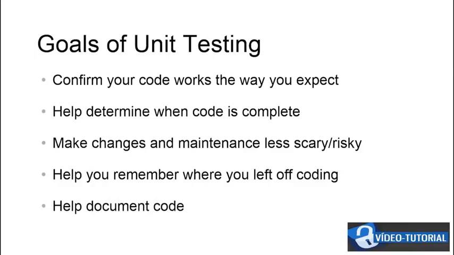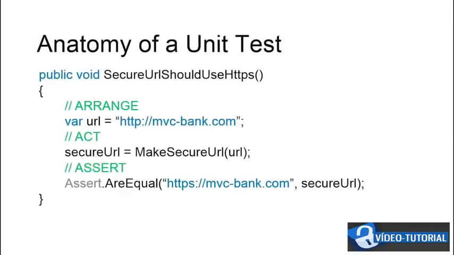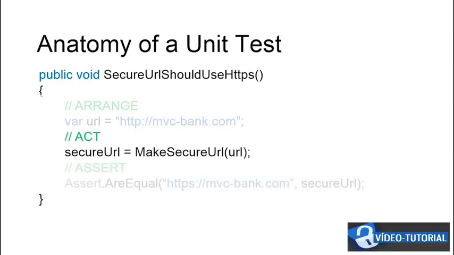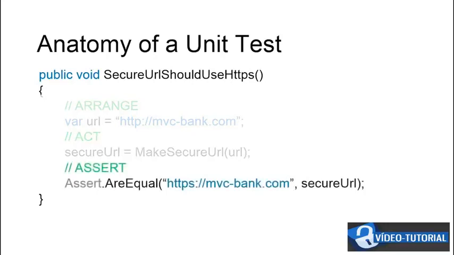A unit test in ASP.NET is normally a method with a void return type that follows the arrange, act, assert procedure. In the arrange step, we prepare the items that we wish to use during the test. Here, we're testing that a method used to switch to the secure HTTPS protocol works as expected, and we'll be testing with the URL declared in the arrange step. In the act step, we run the URL through the makeSecureURL method, and then in the assert step, we test to see if the result is the expected one.